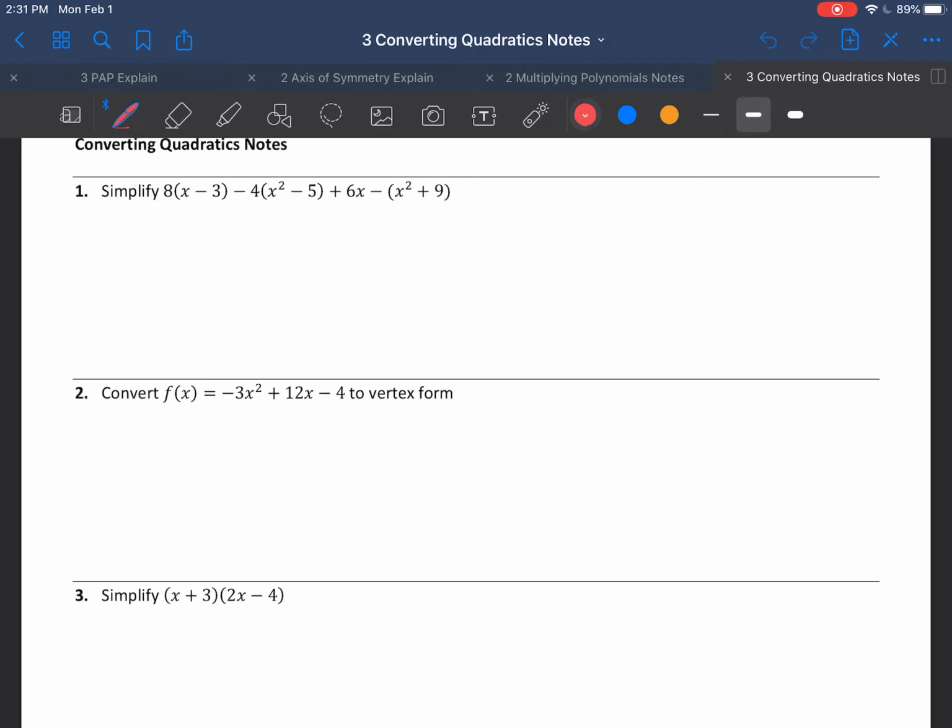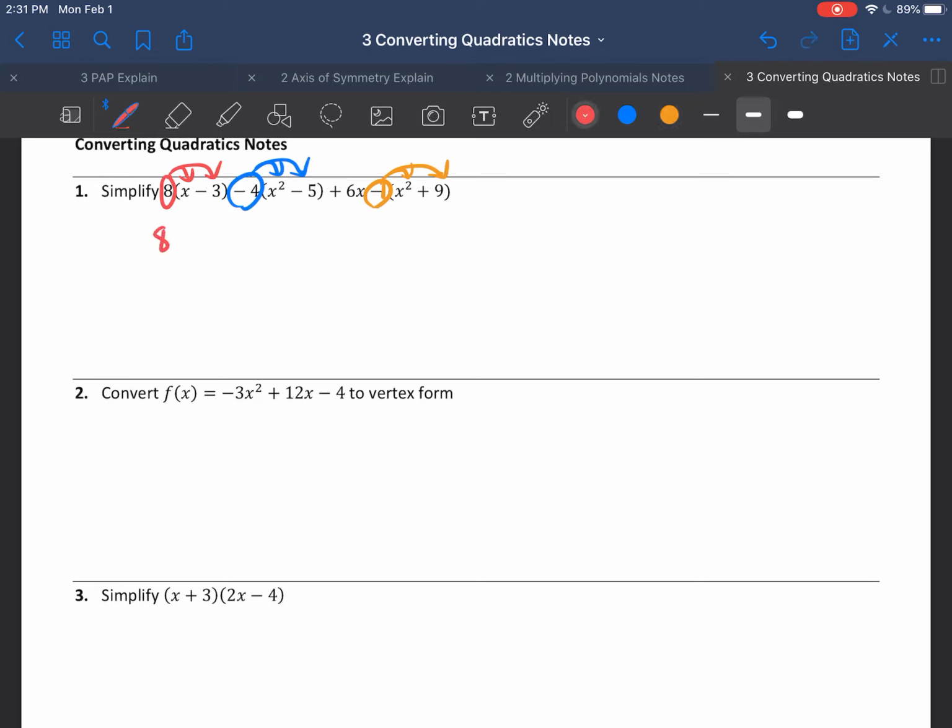And so you have lots of parentheses that signify distribution. I'm going to be distributing an 8 here. I'm distributing a -4 here. I'm distributing a -1 here. Watch out for distributing those -1s. Do not distribute this 6x because it is not next to the parentheses. Okay, so let's do that.